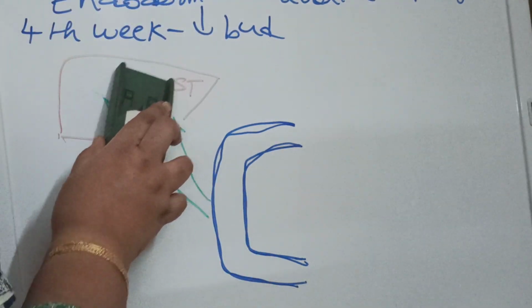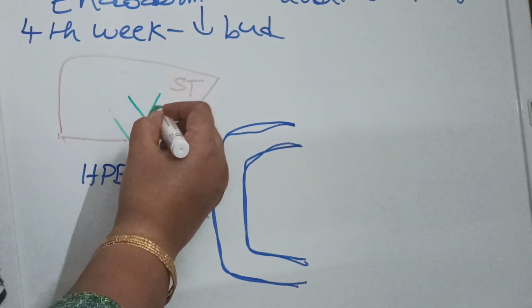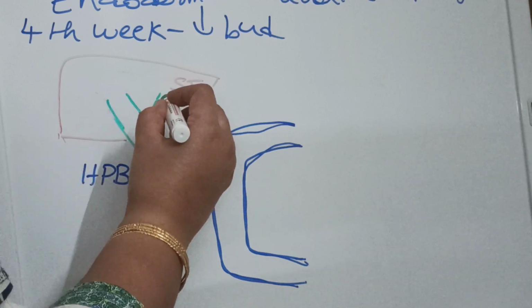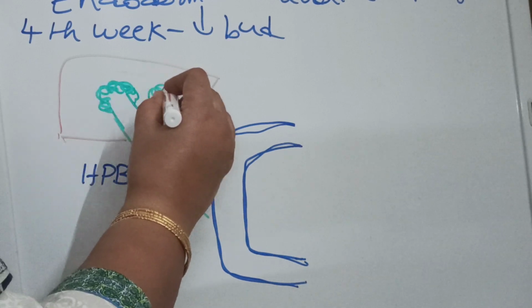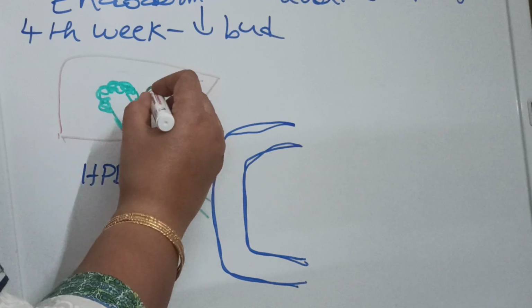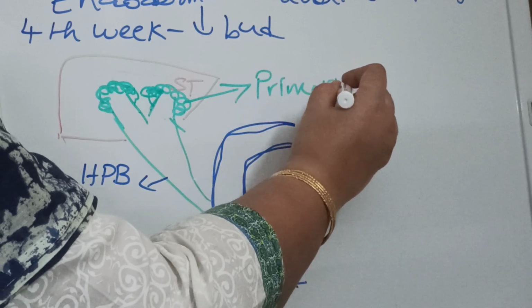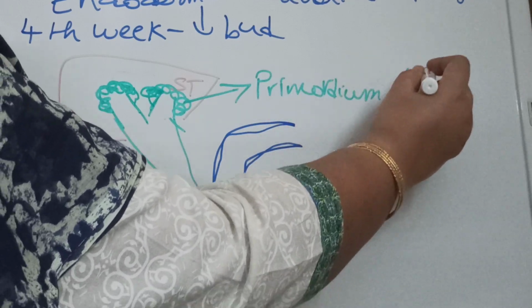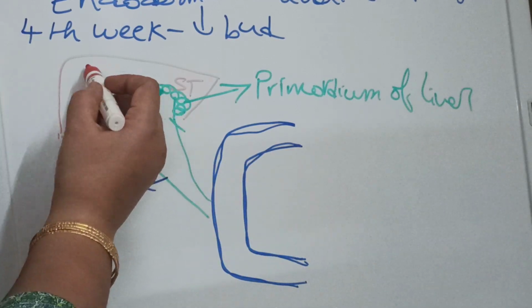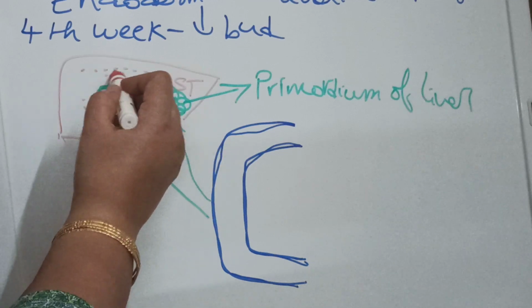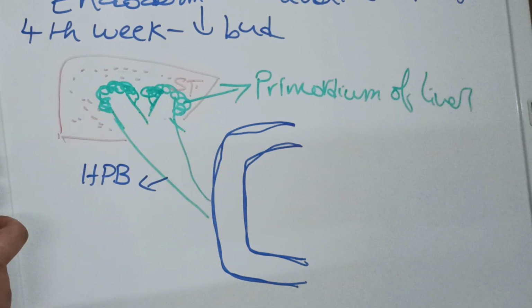So this hepatopancreatic bud, when it reaches the septum transversum, now it divides into right and left branches, and around these branches they divide into clusters of cells, so that these two clusters form the primordium of the liver. So these clusters, which are of equal size, form the primordium of the liver. Then the septum transversum gives rise to the connective tissue part of the liver. So the connective tissue of the liver is derived from the septum transversum.